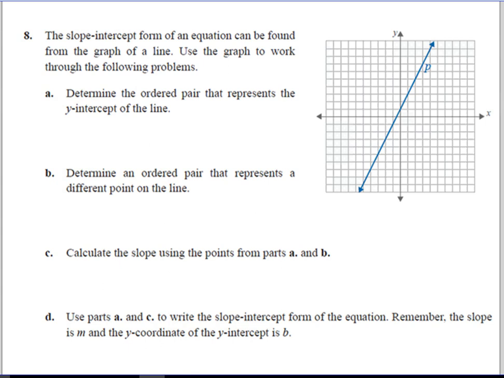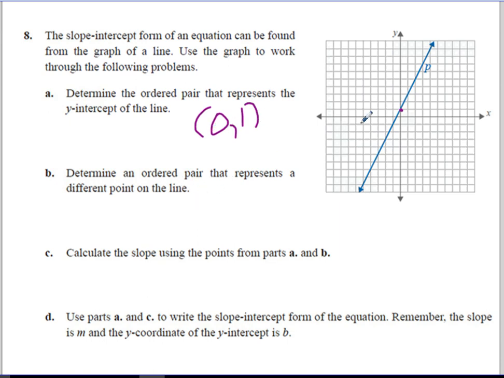The slope-intercept form of an equation can be found from the graph of the line. Use the graph to work through the following problems. So determine the ordered pair that represents the y-intercept. So it crosses the y-axis right here, which is just up one space. So that's 0, 1. Because again, we didn't move left or right.